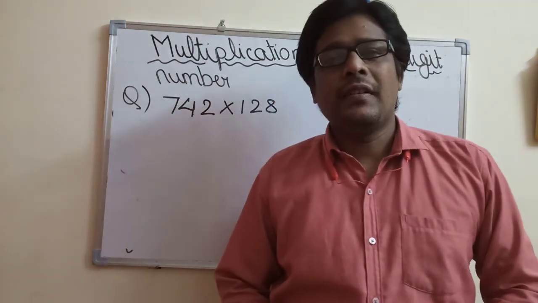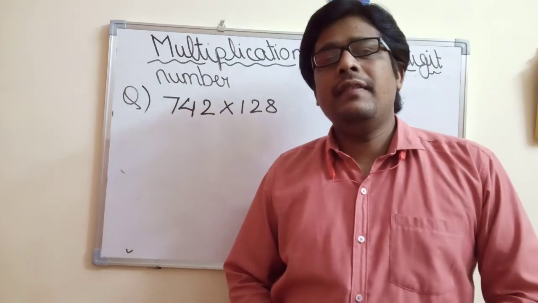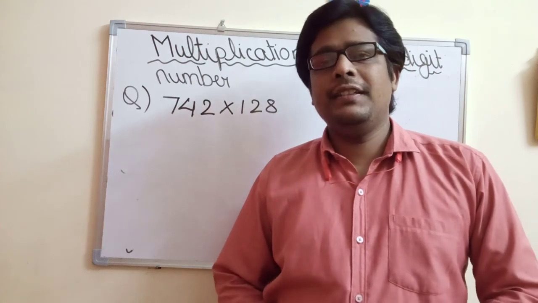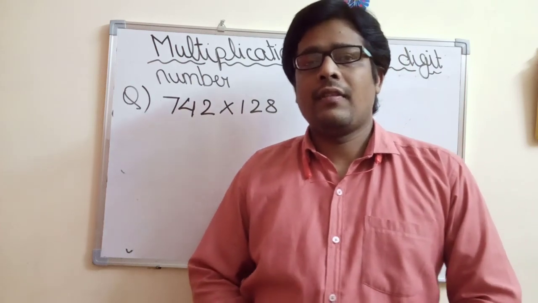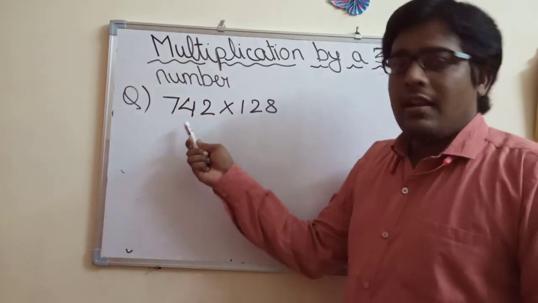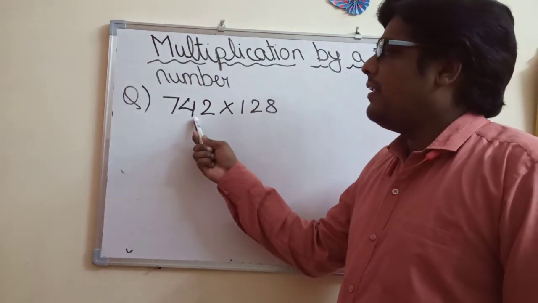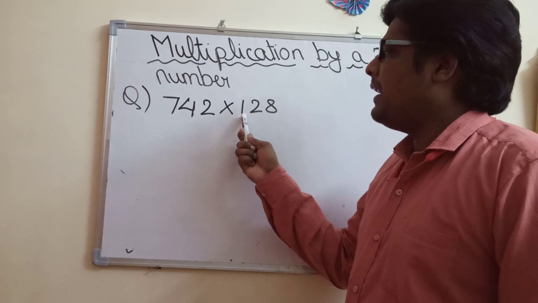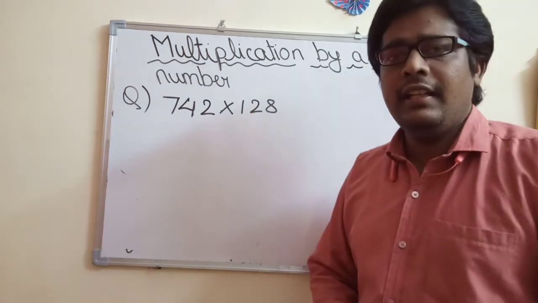Hello children, in this video we will see multiplication by a three-digit number. Our question is 742 multiplied by 128.